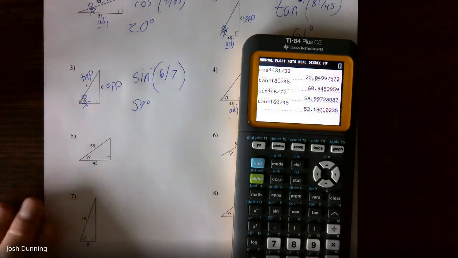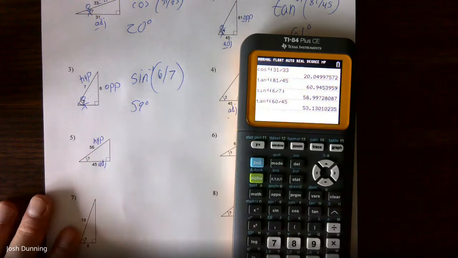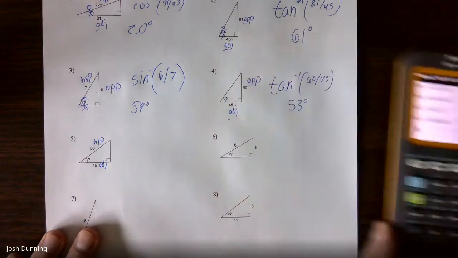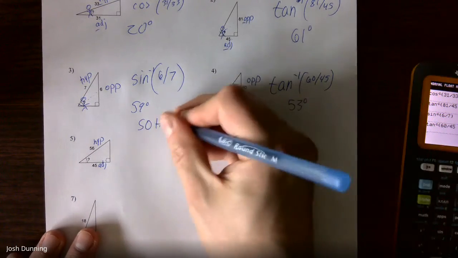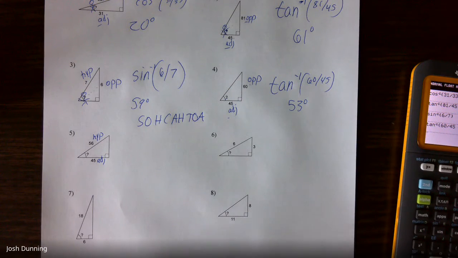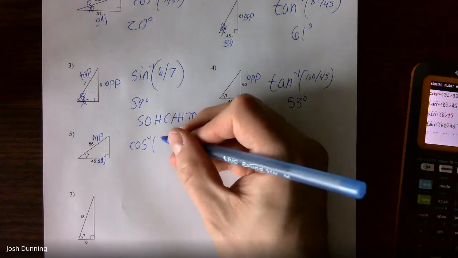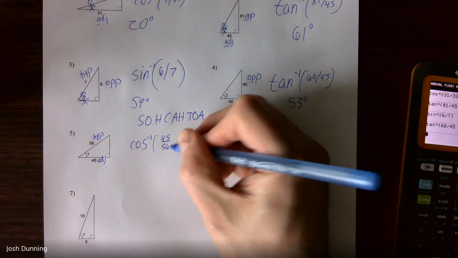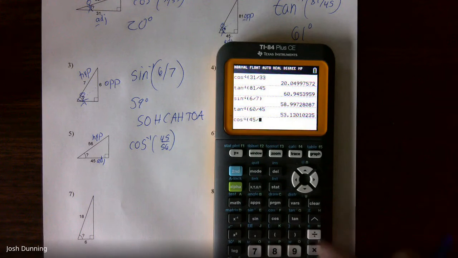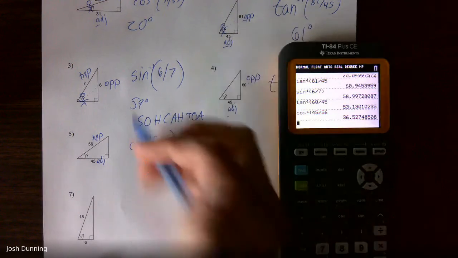And 5, adjacent, crossing the box, hypotenuse. A and H is cosine, so TOA. Cosine -1, 45 over 56. 36.5, 37 degrees.